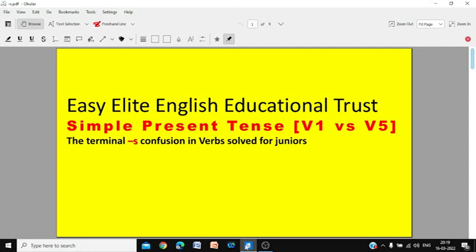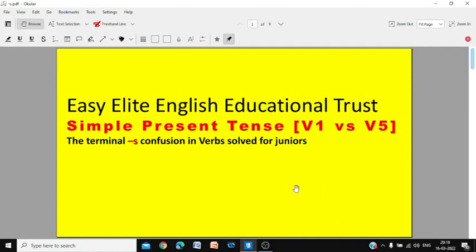Simple present tense, V1 versus V5. Verb form V1 and verb form V5, where to use. The terminal S confusion in verbs. Go, goes, come, comes, do, does, walk, walks. The terminal S confusion in verbs, that is the difference between V1 and V5.